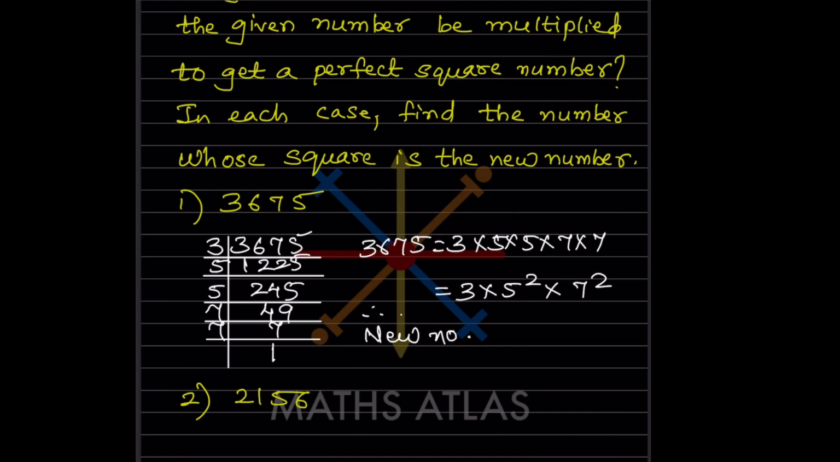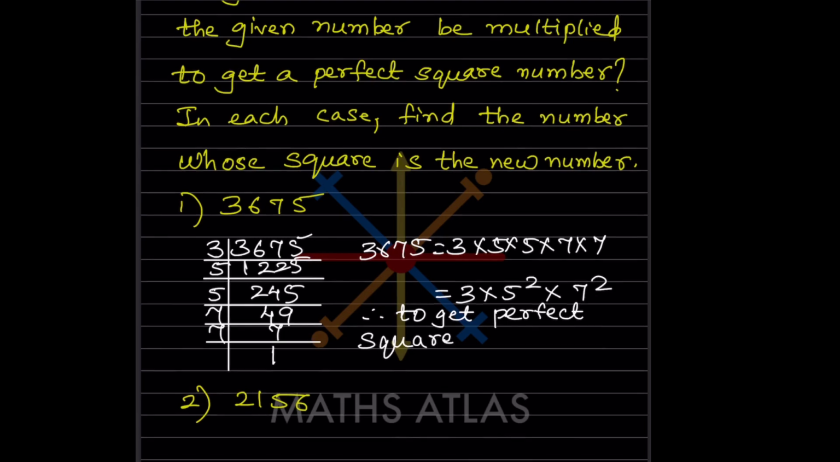Therefore, to get a perfect square, the given number should be multiplied by 3.